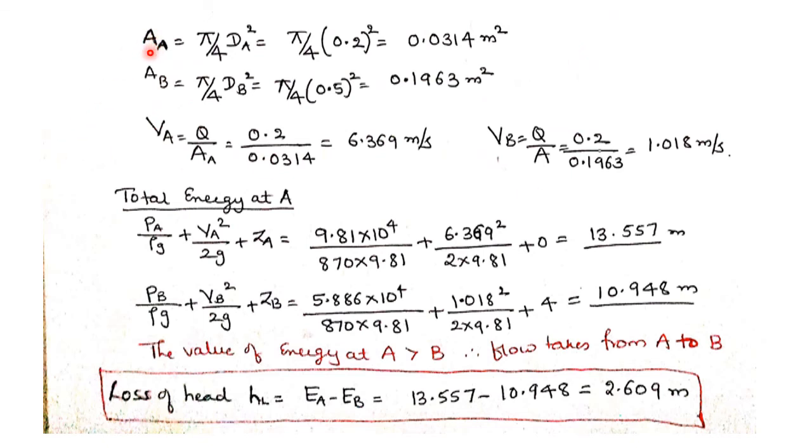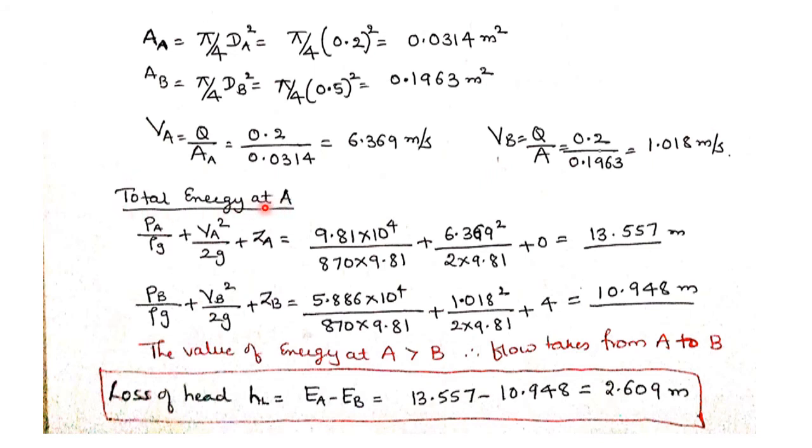Next, let me calculate the area at section A and the area at section B. The area at section A is 0.0314 meter square. The area at section B is 0.1963 meter square. Since the discharge is given, we can easily calculate the velocity at section A and the velocity at section B. Q is equal to A into V; discharge is given by area into velocity. Therefore, velocity is equal to discharge divided by area. The discharge is 0.2 meter cube per second. The velocity at section A is 6.369 meters per second. Similarly, the velocity at section B is 1.018 meters per second.